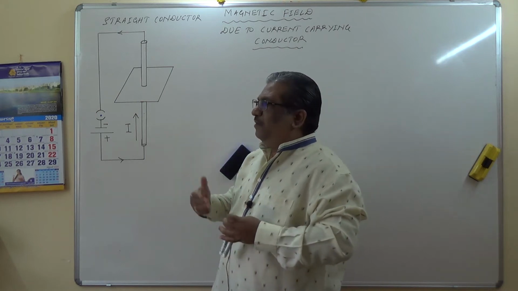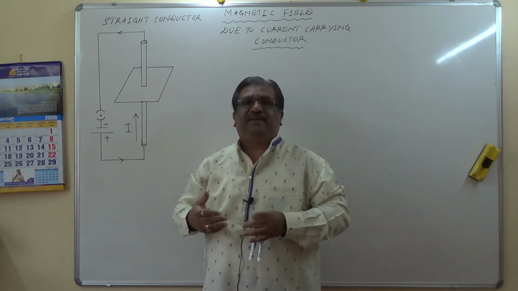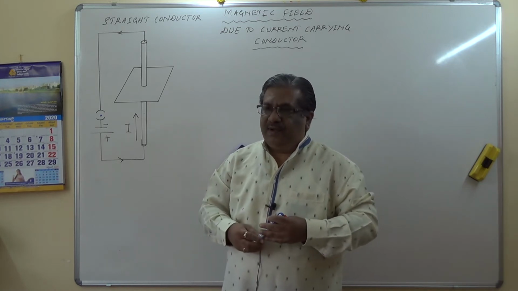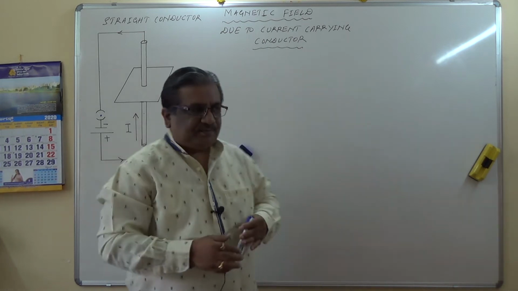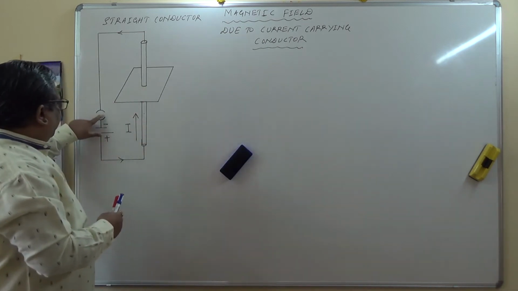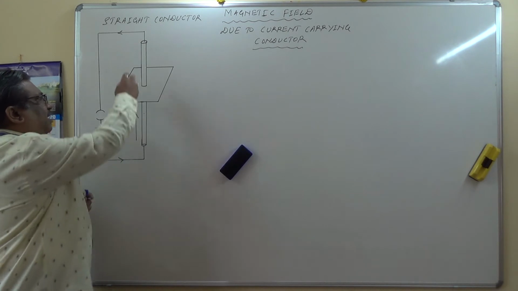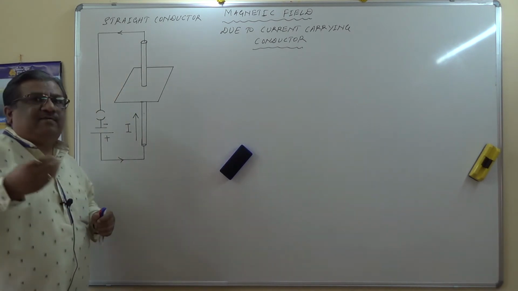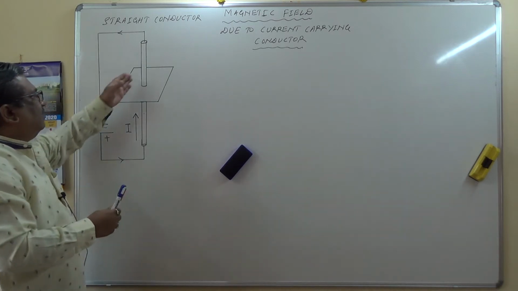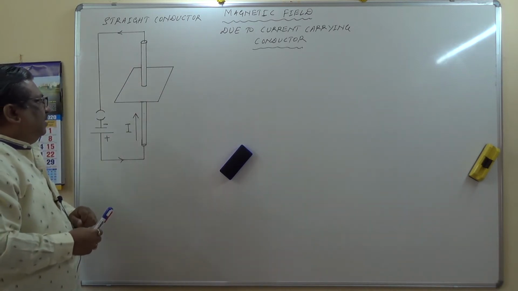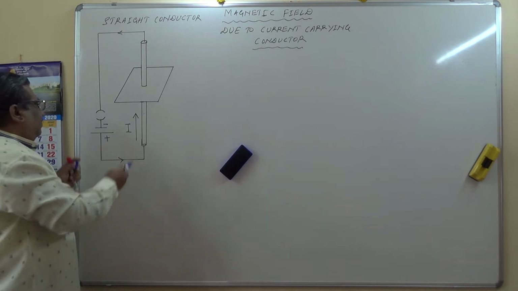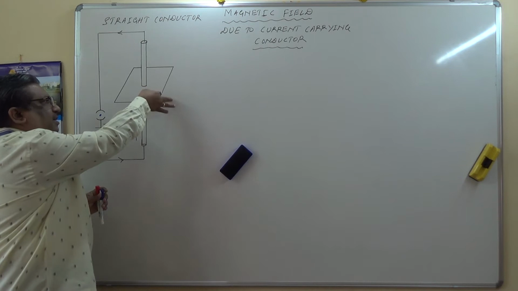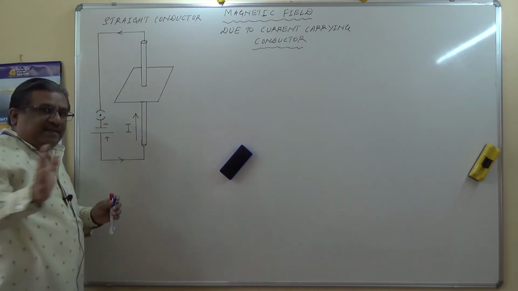How do you confirm this phenomenon, the production of the magnetic field, by one more means? What we can do here is switch off this now. Sprinkle iron filings on this cardboard, and then switch on. Gently tap this cardboard like this.